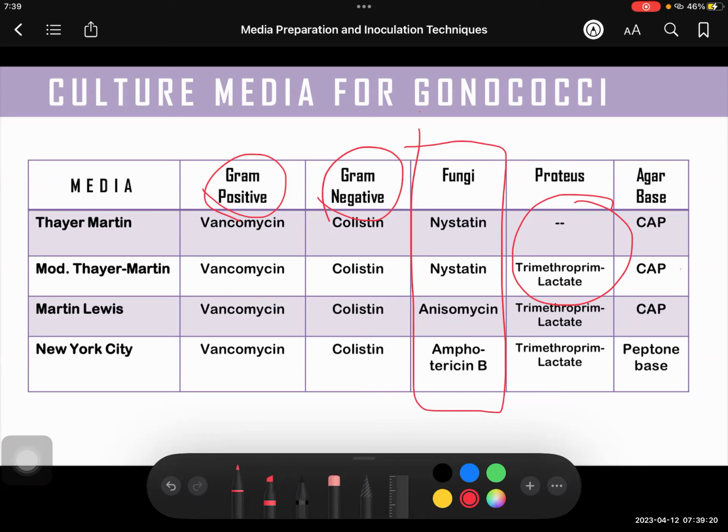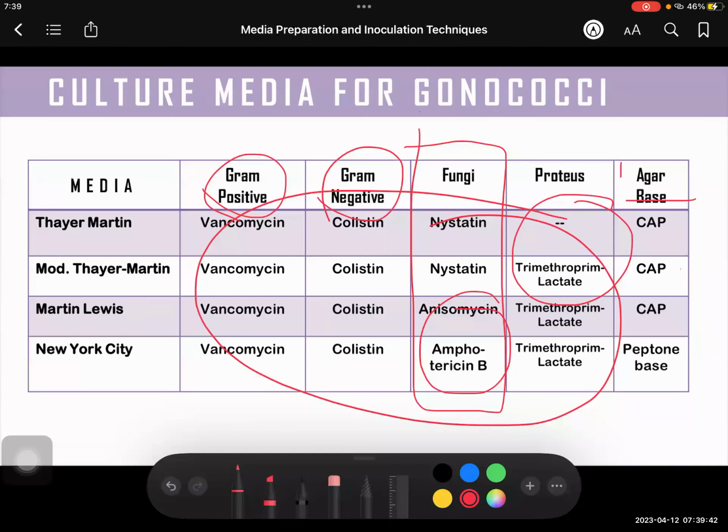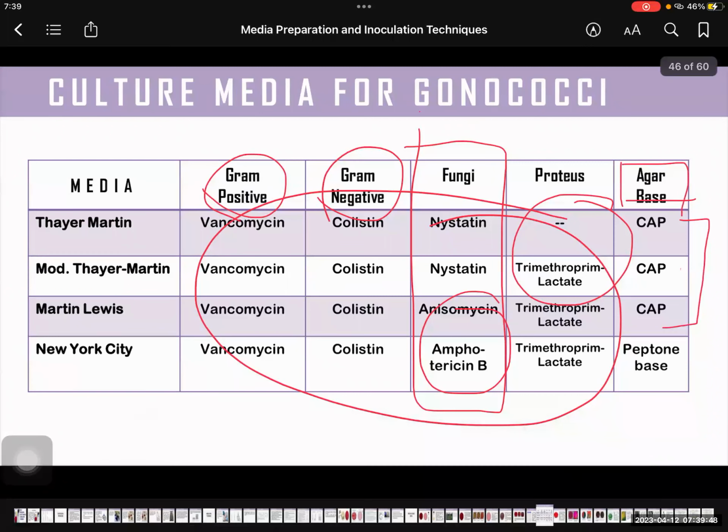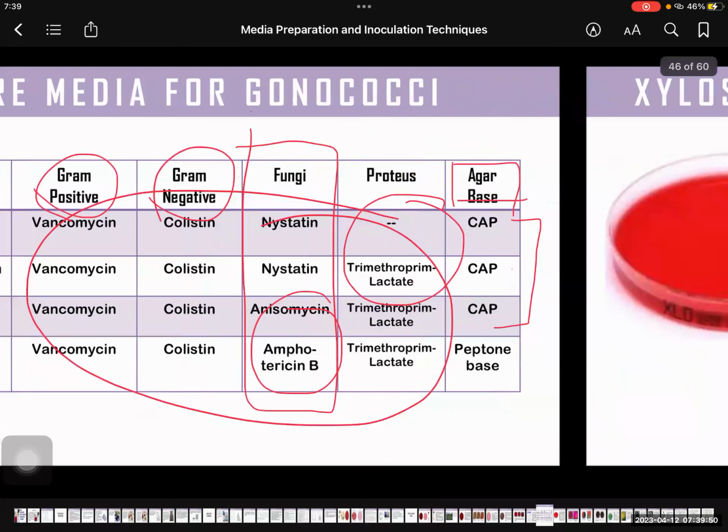For Martin Lewis and New York City agar, they are the same in terms of the agent against Proteus. Their main difference would lie in the antifungal. So Martin Lewis uses anisomycin and New York City agar uses amphotericin B. Again, take note that these are all antibiotics. They also differ in their agar base. Thayer Martin uses chocolate agar, and for New York City agar, the agar base is peptone.